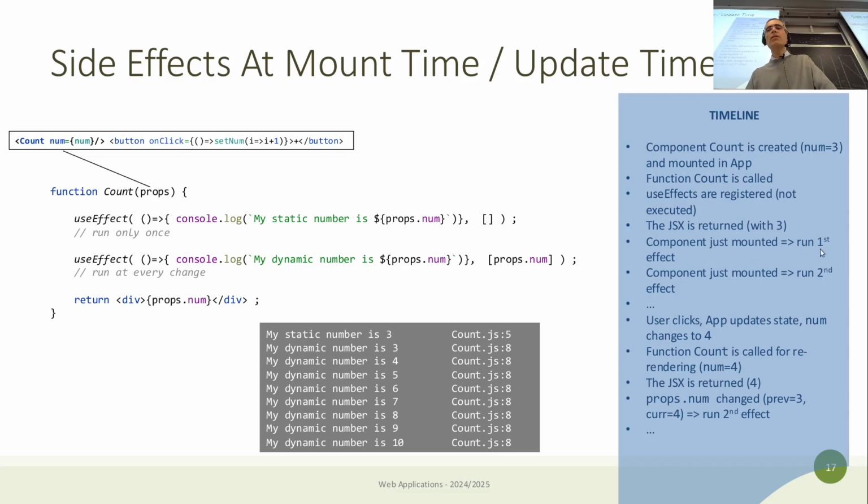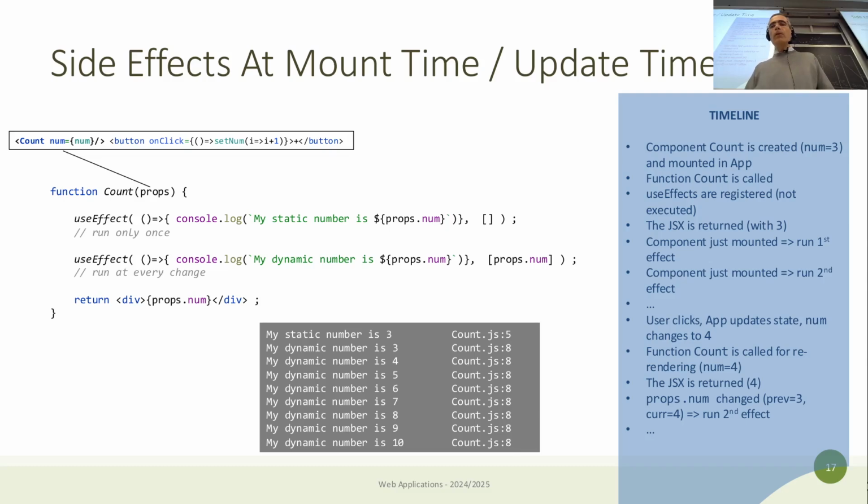The component was just mounted, so run the first useEffect, the callback that has been registered before. Component just mounted, run the second useEffect. Basically run any useEffect that has been put inside the code of the component. And then nothing happens until the user does something. You need to wait for some events. This is how web pages work. And then the user clicks, which is the only thing that can make this Count re-render.